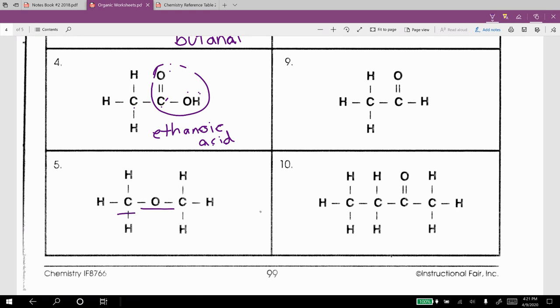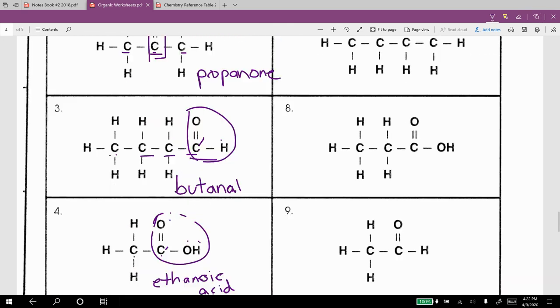So I have a 1 carbon branch over here from the oxygen. So that's going to be methyl. And then I have another one over here, methyl. And then I'm going to add the word ether. Or, since there's both of the same, dimethyl ether. All right, let's go back up to the top of the page.